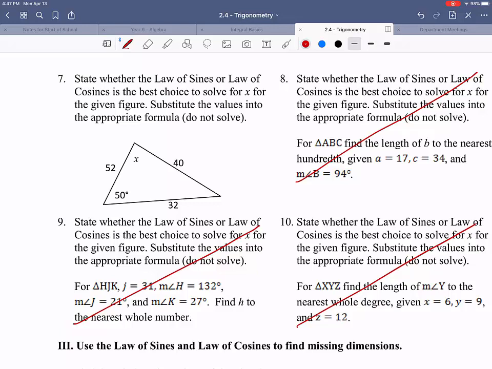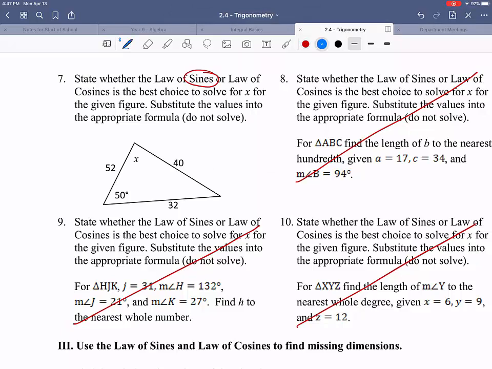Now, I see all three sides, but I also see angles. So, since I see some angles, that's the first thing I want to look for. Do I see an angle that I know? Yes. Do I see its opposite side? Yes. So, even though it's a side situation, I can still use the law of sines because I know an angle and its opposite side. I want you to pause the video and try to set this one up yourself.